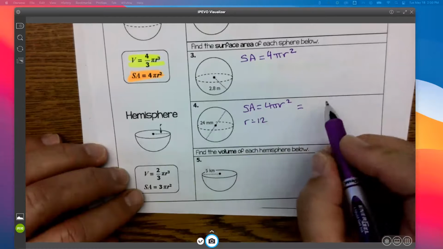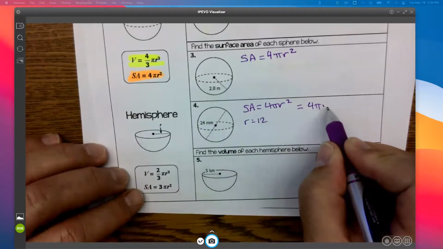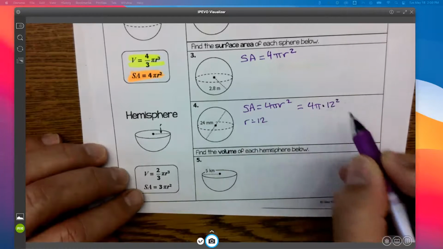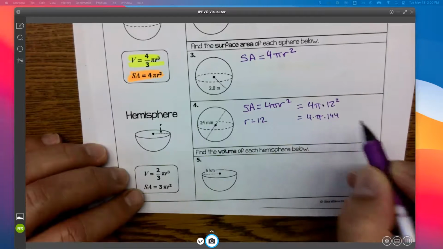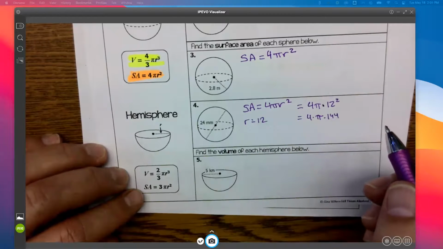12. Question, Nick? On our final for math, are the formulas going to be on the test, or for math, is there going to be a final test? There is not. Oh, okay.